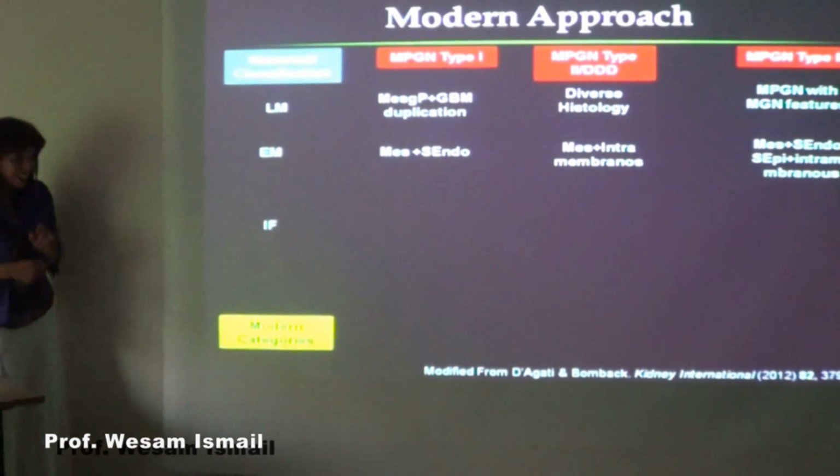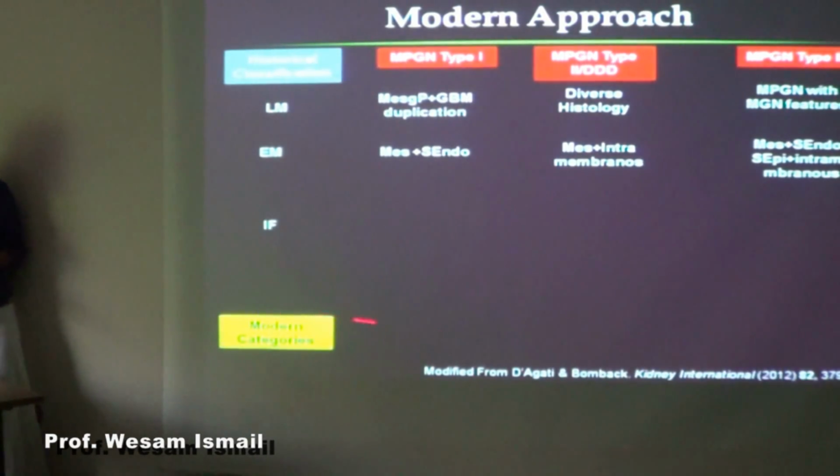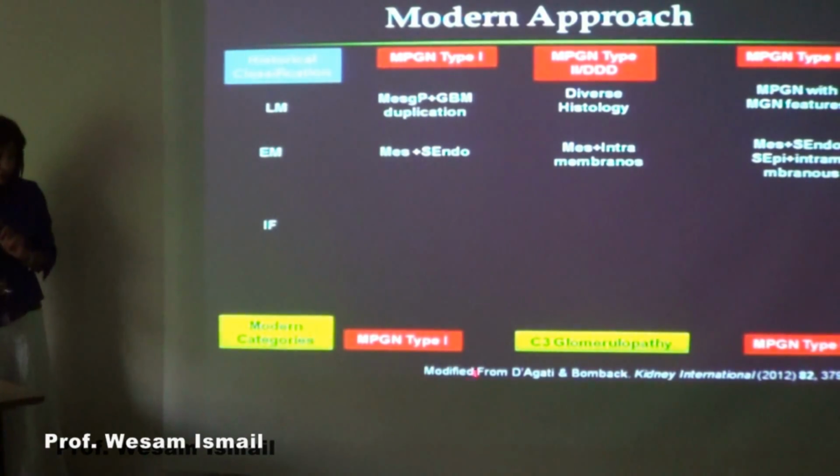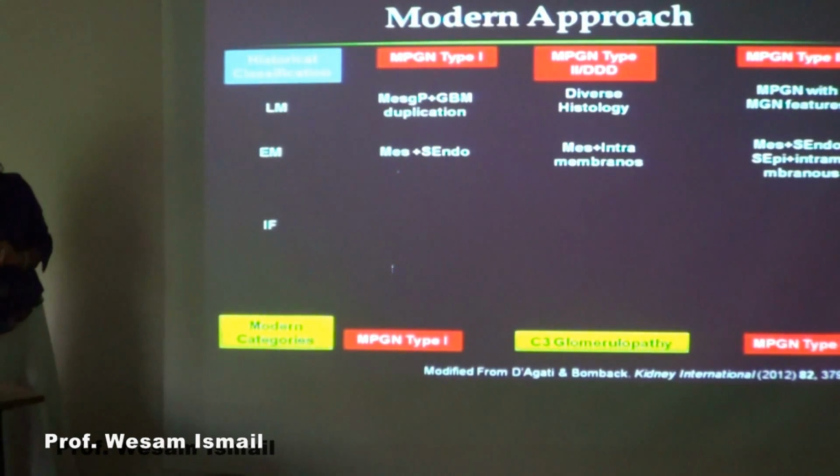So we add the IF to it, and we come up with the modern categories we have now, which are MPGN type 1 and 3. They're still valid so far. And we have this new group which is called C3 glomerulopathy. How do we progress from here to there?